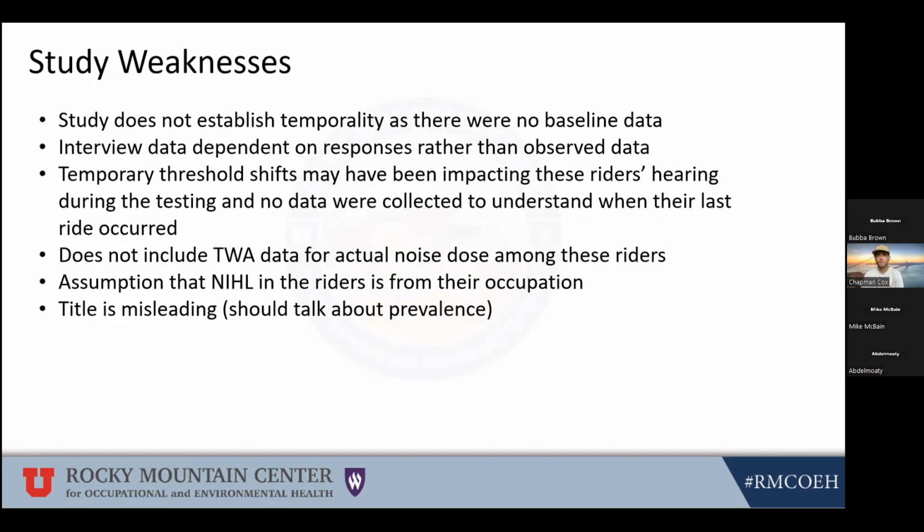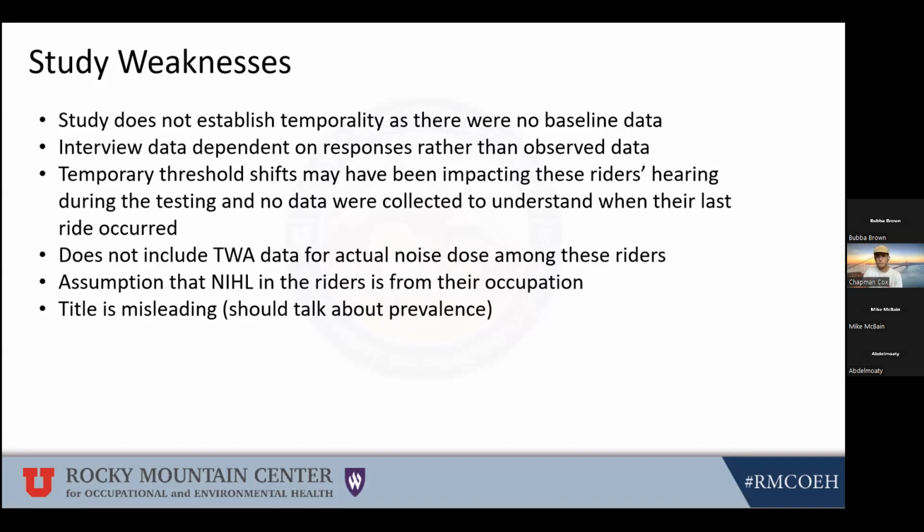There are also some weaknesses that I think we need to recognize as researchers. The study does not establish temporality, so we're just doing a cross-sectional study here. We don't know what would be causing the noise-induced hearing loss in these individuals, though we might assume, and what the researchers are thinking is that it probably is due to the sport that they're involved in. We aren't able to say that with any level of confidence according to the methods that we used here.